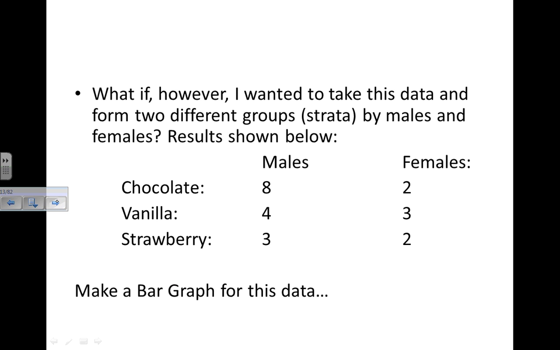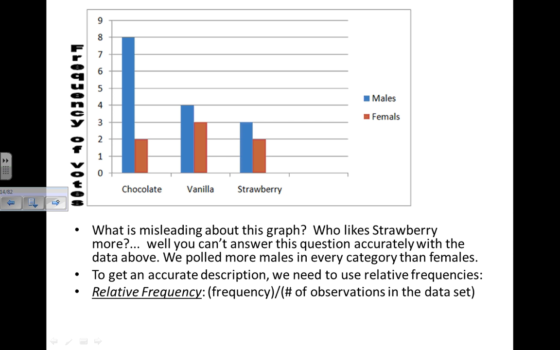Okay, so what if, however, I wanted to take this data and form two different groups, or strata, which is going to be vocabulary that we'll be dealing with in the future, by males and females. And here are my results shown below. So let's say I wanted to make a bar graph for this data. If you made it like this, that is not good. Okay, so what's misleading about this graph?